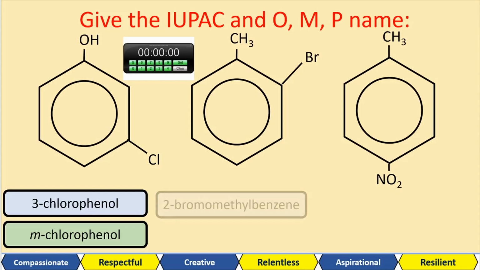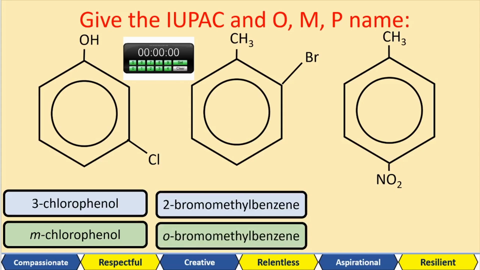The next one is 2-bromo-methylbenzene, and that bromo group is standing upright, so that's O-bromo-methylbenzene.